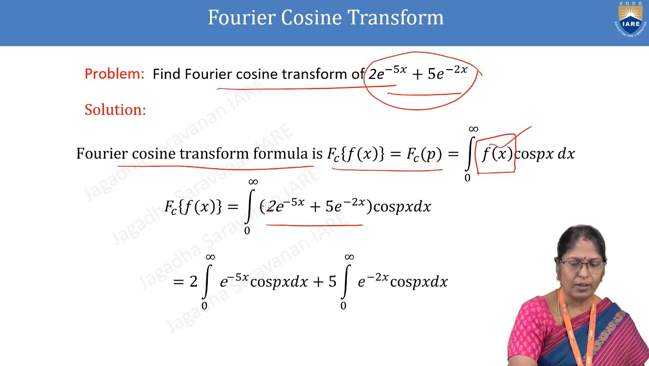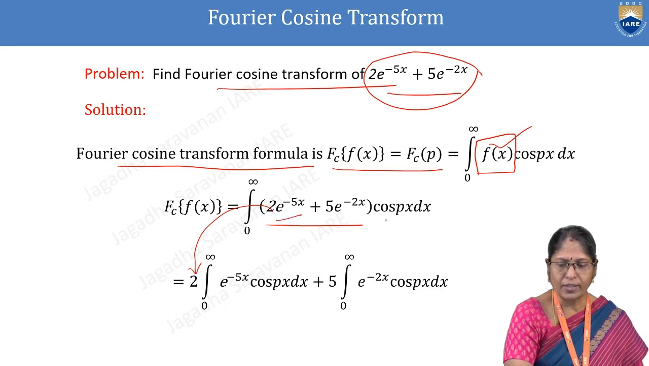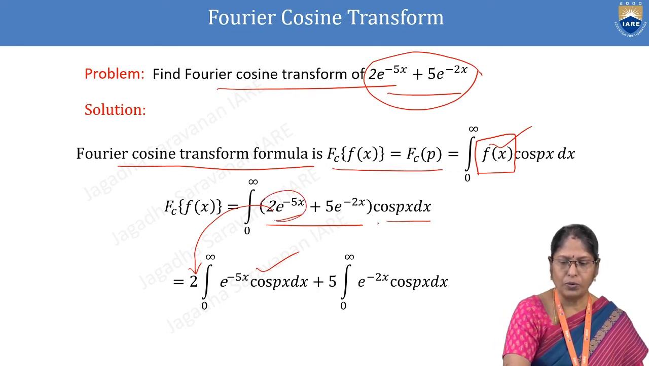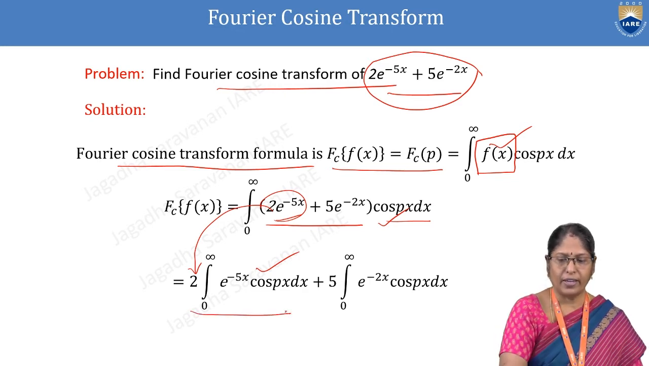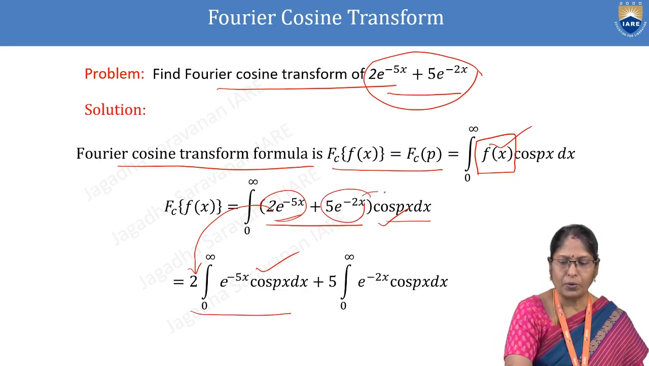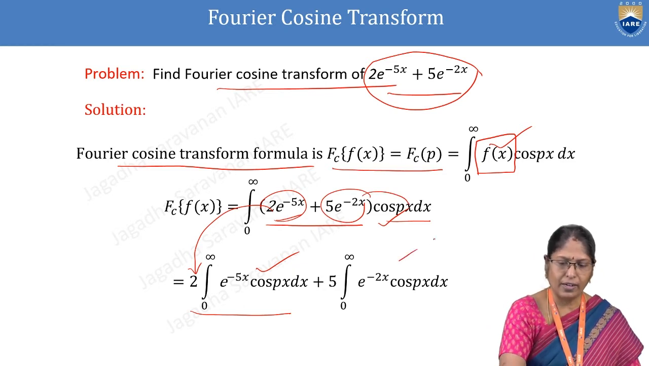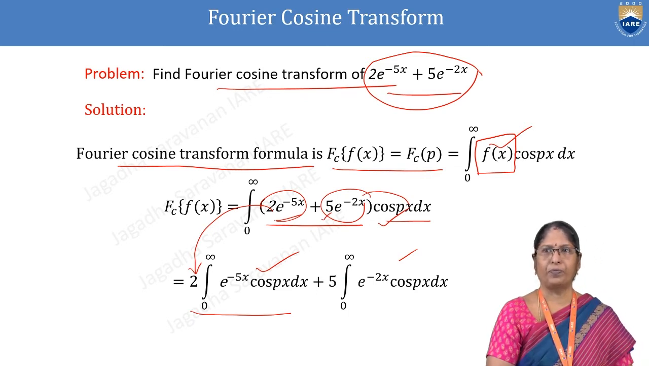Next, the 2 we put in front of the integral from 0 to infinity of e power minus 5x into cos px dx. That is our first integral. The second term into cos px is our second integral, in which we keep the 5, the number, before the integral.